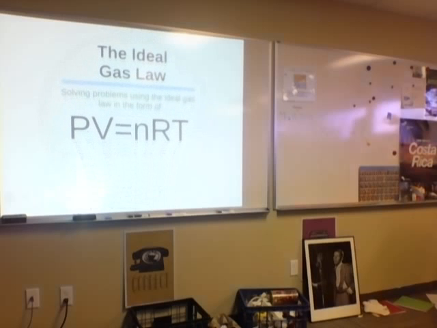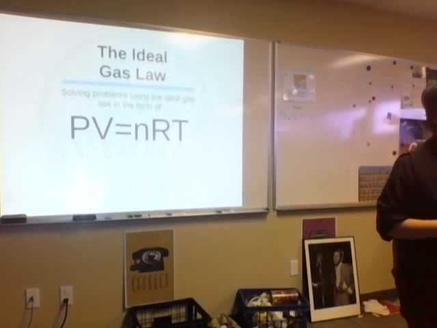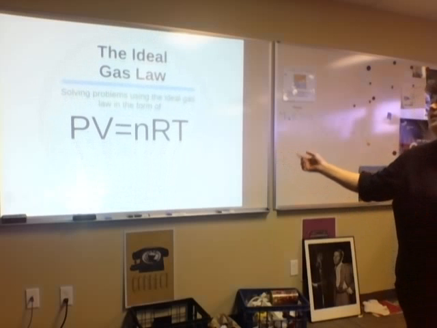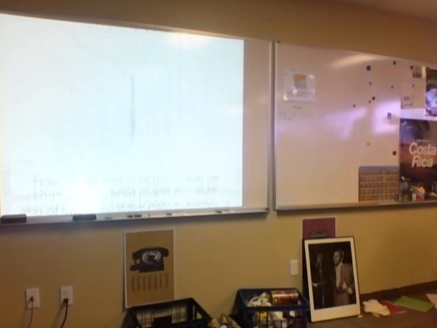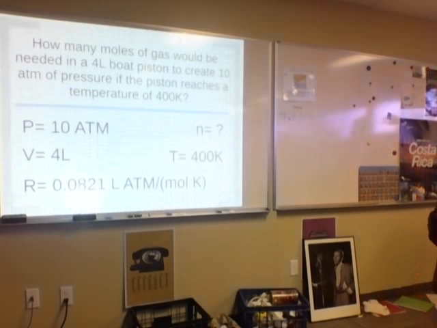And our last section is the ideal gas law, which is solving problems using the ideal gas law in the form of PV = nRT, or pressure times volume equals the number of moles times the constant times the temperature. Another example problem we have from the test is: how many moles of gas would be needed in a 4-liter piston to create 10 atmospheres of pressure if the piston reaches the temperature of 400 Kelvin?